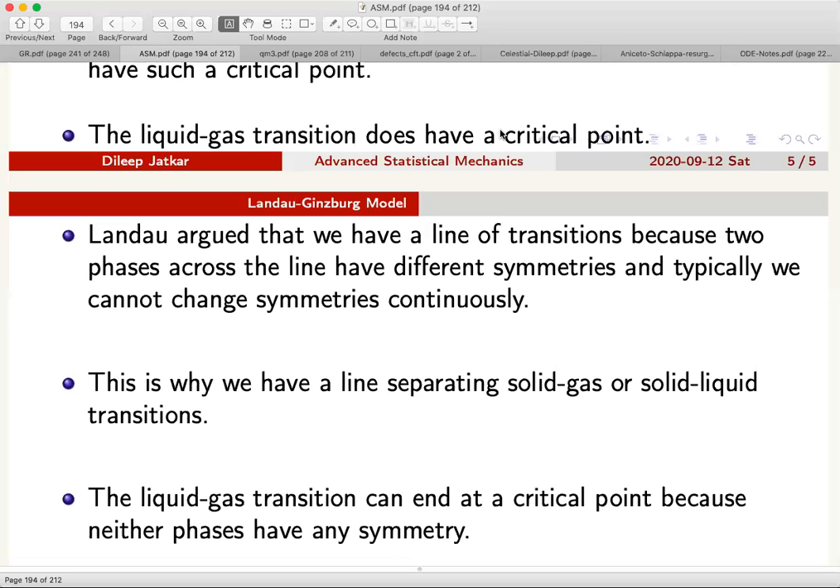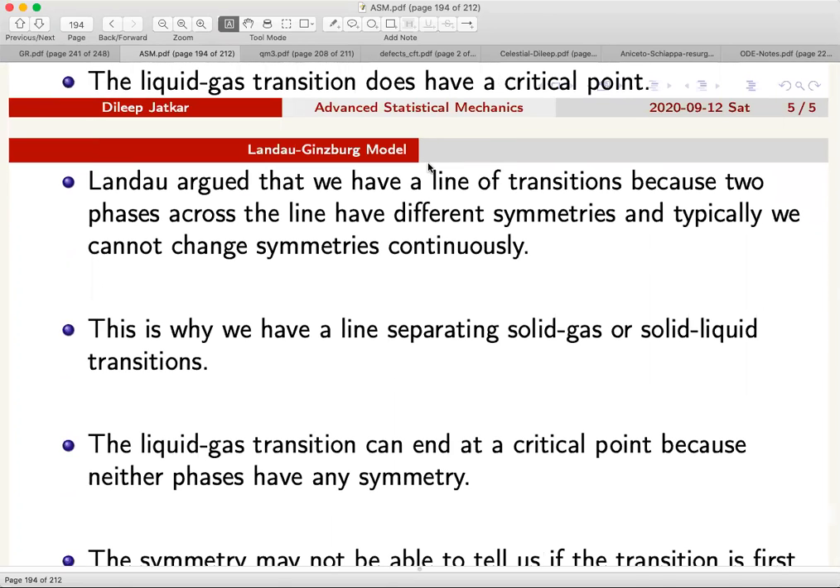Now, of course, if you want to give a description which is so broad-based, it has to shove a lot of things under the rug and focus on the quantities which are important for giving the description of the system near a critical point. Okay.